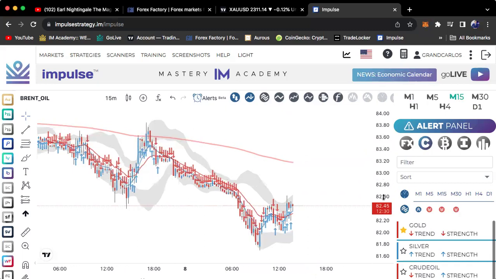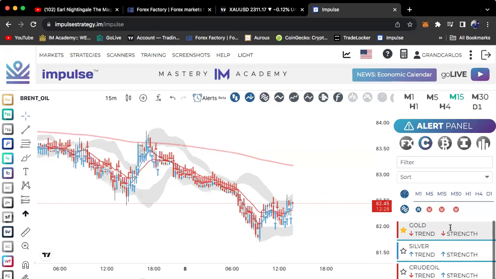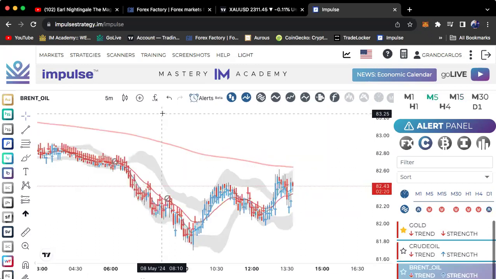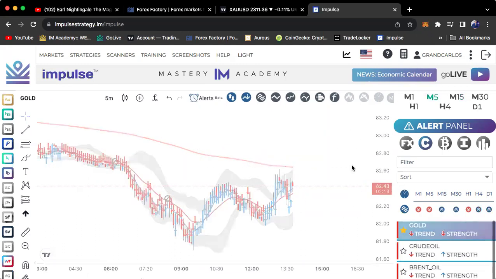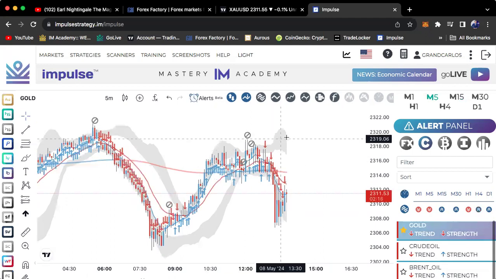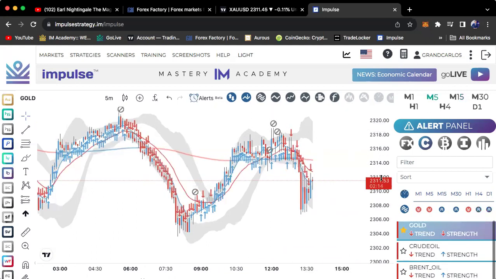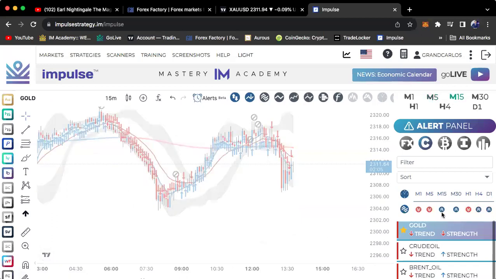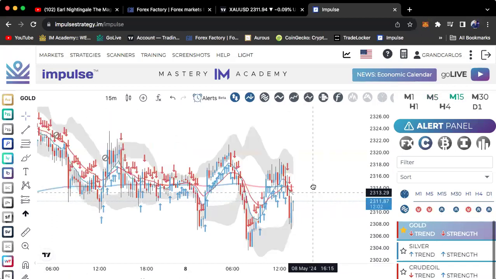Now the strength turned red. Let's look at the, oh snap, this is not gold, this is oil. My fault, guys. That was oil. Okay, gold, this is gold. Now gold just gives me a red trend arrow, a red strength arrow. The micro trend arrow for the 15 minute is blue.